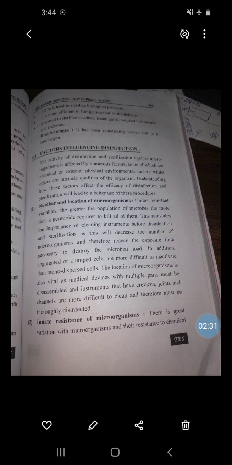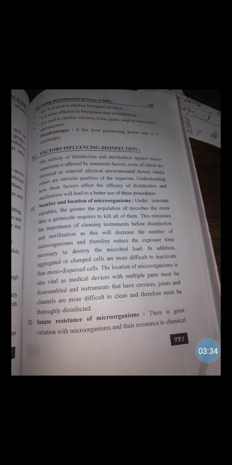In addition, aggregated or clumped cells are more difficult to inactivate than monodispersed cells. The location of microorganisms is also vital: a medical device with multiple parts must be disassembled, and instruments that have crevices, joints and channels are more difficult to clean, so they must be thoroughly disinfected. Second, innate resistance of microorganisms. There is great variation among microorganisms in their resistance to chemical germicides and sterilization processes. To destroy the most resistant type of microorganism, longer exposure times and certain concentrations of germicides are required to achieve complete obliteration.